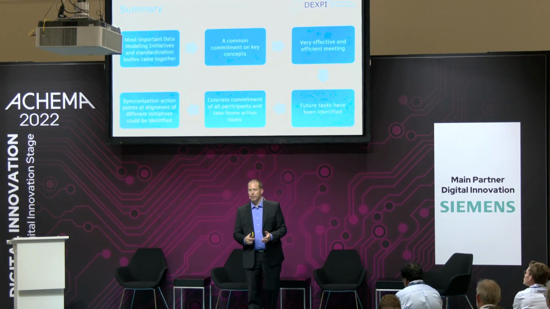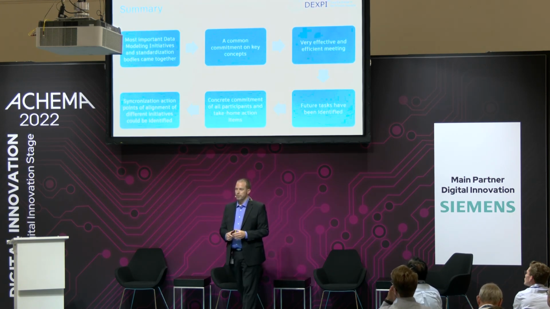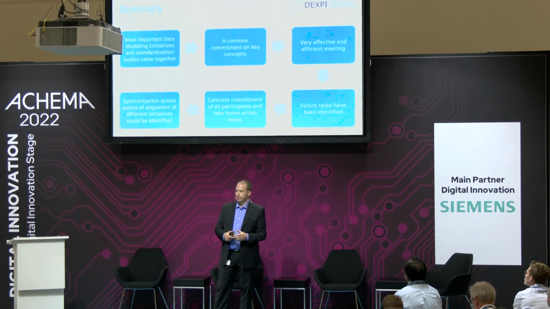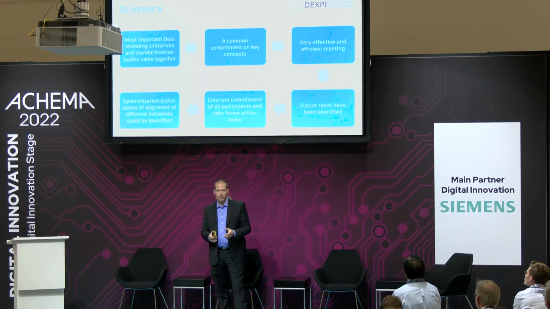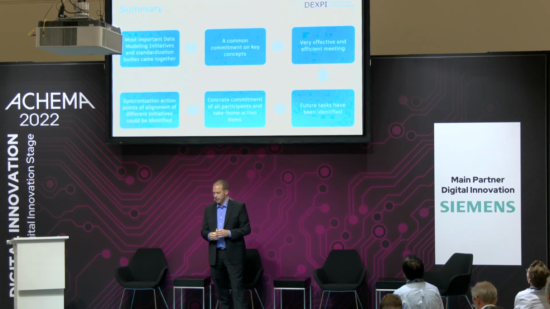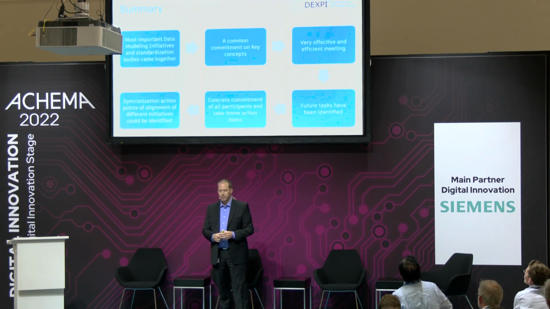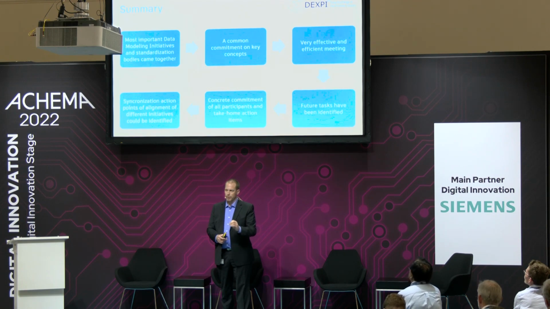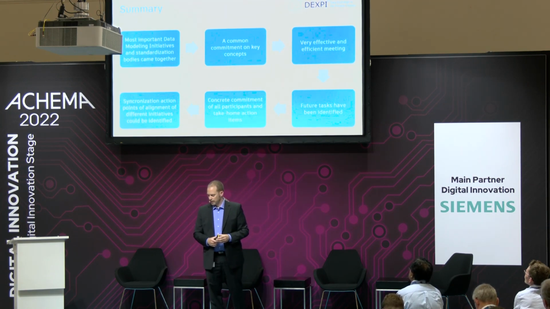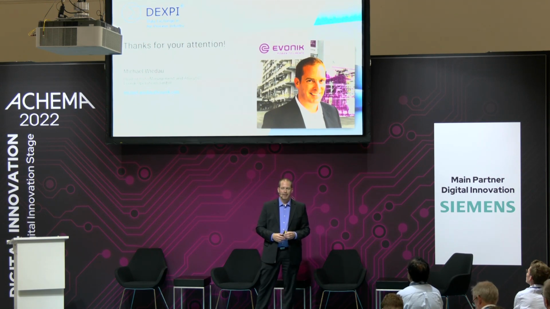Summary: the most important data initiatives and standardization bodies came together. We had a commitment from every organization and from everyone who was there about the concepts. It was a very effective and efficient meeting, and we have identified what future tasks there are, how we can use them, and how we can take the next steps to bring all these different initiatives together. And we have a concrete commitment from everyone who was there to work together in the future. So that's from my side about the Congress yesterday and the day before, and I'm open for questions.